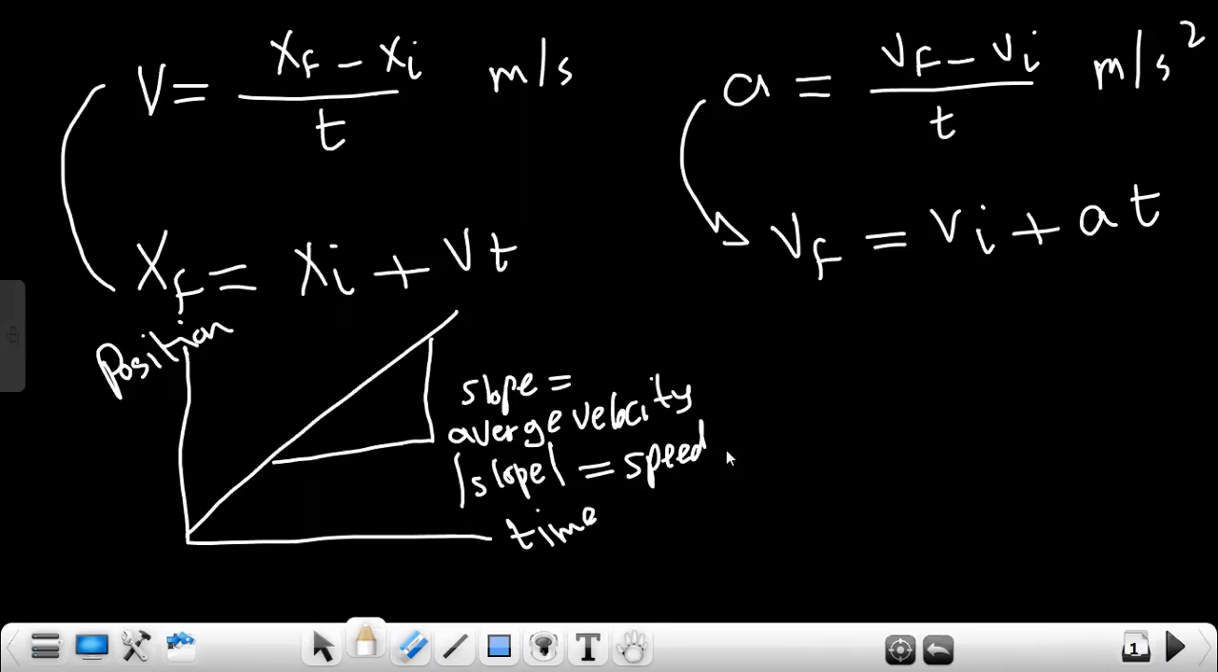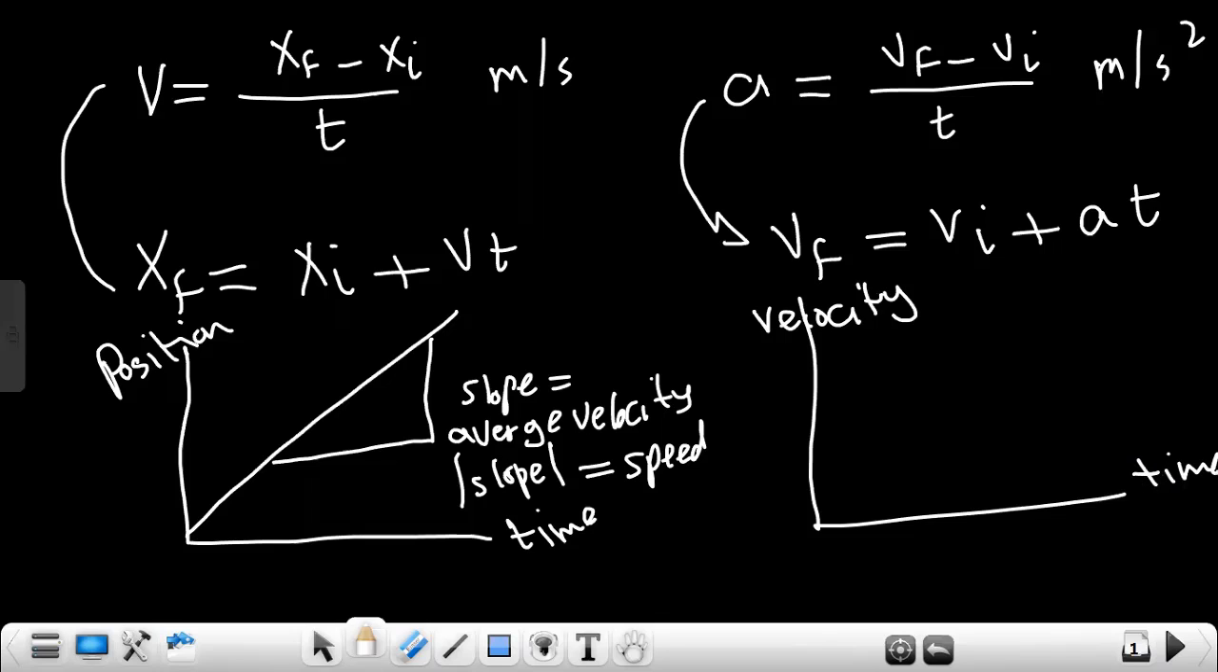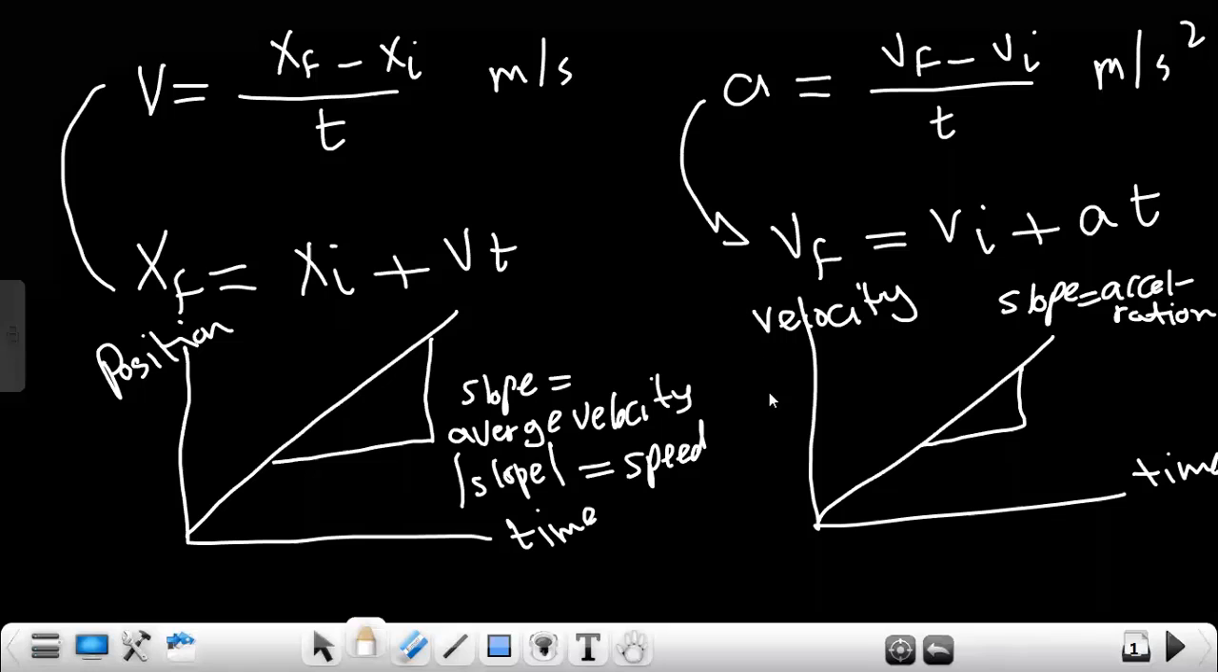Speed. For acceleration, we draw velocity with time, and the same thing by calculating the slope, you are calculating the acceleration. So this is the summary of the previous lesson and what we talked about last period about acceleration.